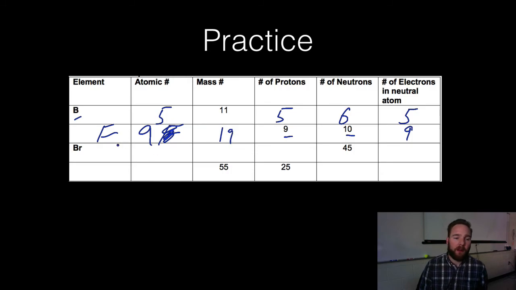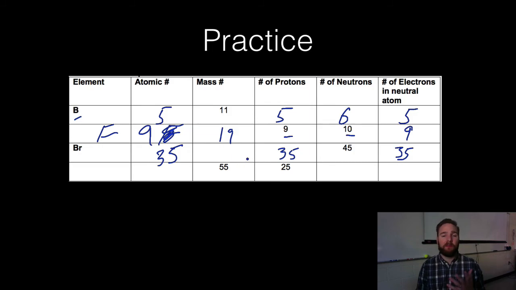Great. Moving on. Bromine. So I look down on the periodic table, find the atomic number is 35, which means I have 35 protons and 35 electrons. What am I missing? I'm missing the mass. So what is the mass? It's the number of protons and neutrons in the nucleus. So we're going to have a bigger number here. 35 plus 45 is going to give me a number of 80.